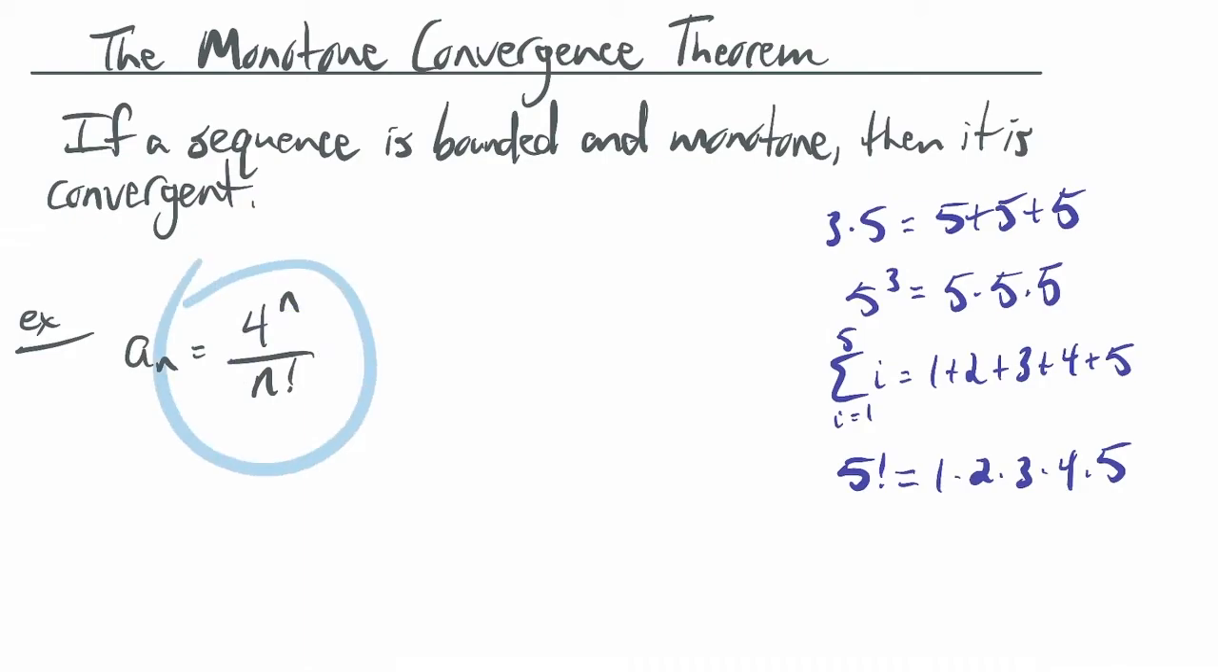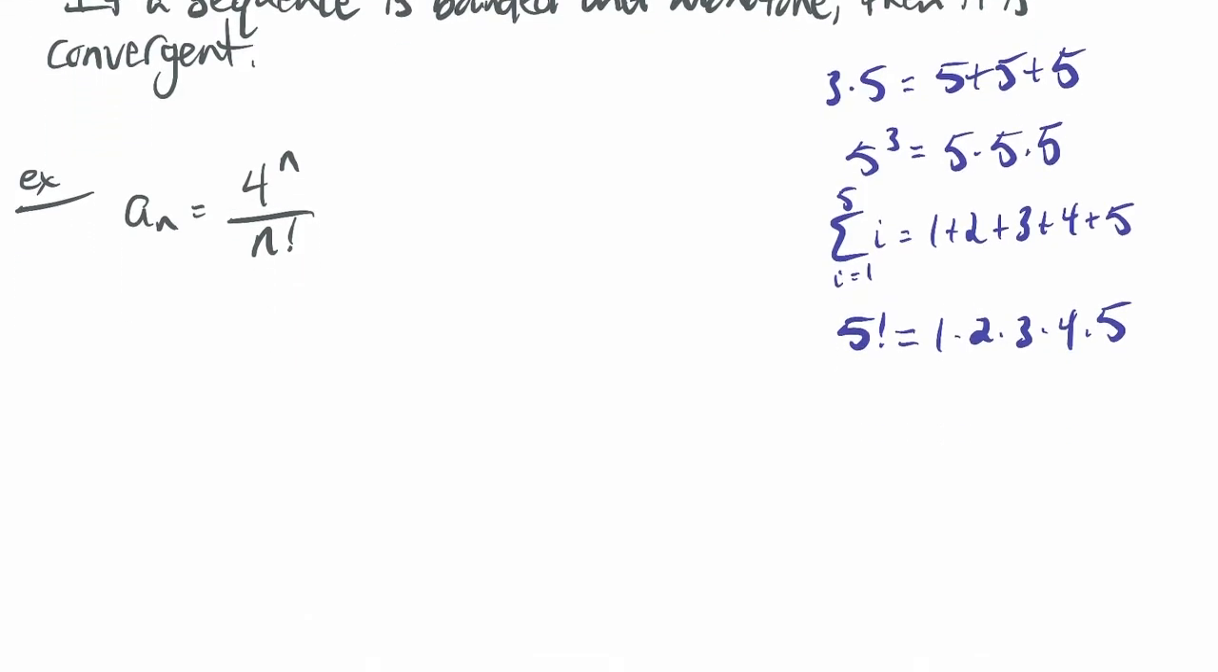So is this bounded and is it monotone? Because if it's both of those things, then it's convergent. First we could show maybe that this is monotone. I think that's the way to start. So let's work out a few terms and see what they look like. If I put in the 0, you can't put it. Well, no, you actually can't put 0 in.